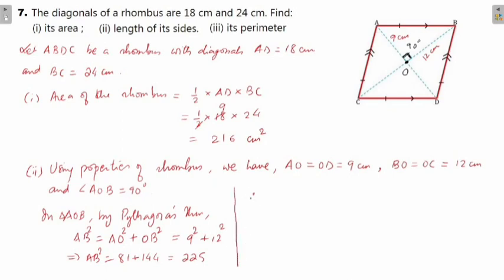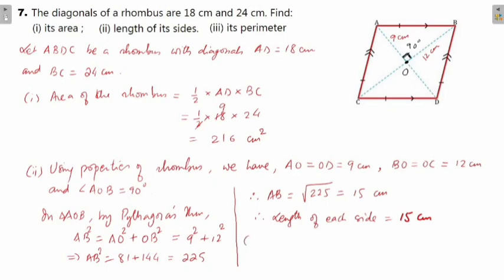So therefore, I don't have space here, let me write it here. We have AB square is 225, so that's why AB will be root over 225, which will be equal to how much? 15 centimeter. So AB represents length of each side, yes or no? So length of each side turned out to be 15 centimeter. This is my second answer. Now third answer.